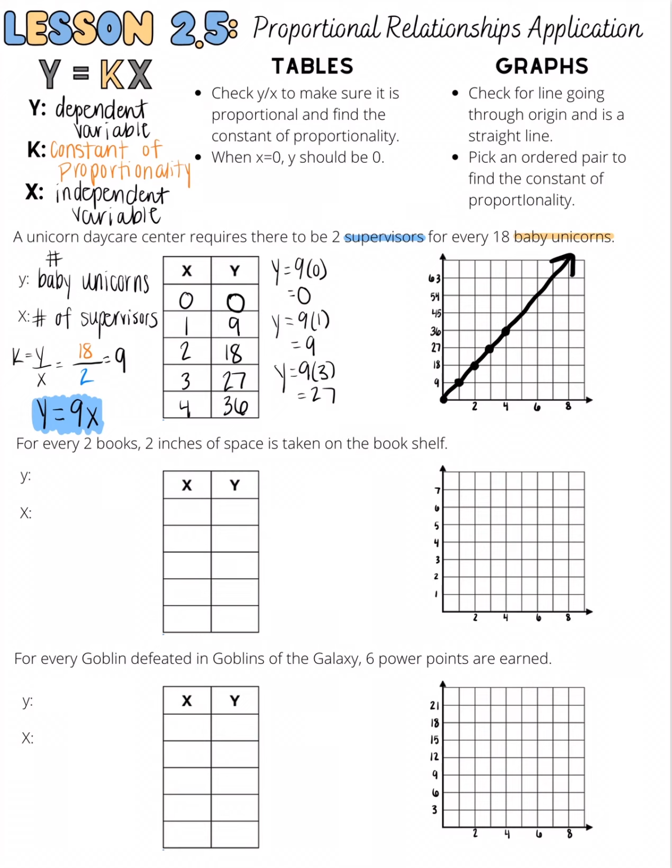The other thing you have to be conscious of is that you have to label the axis. So this is baby unicorns.